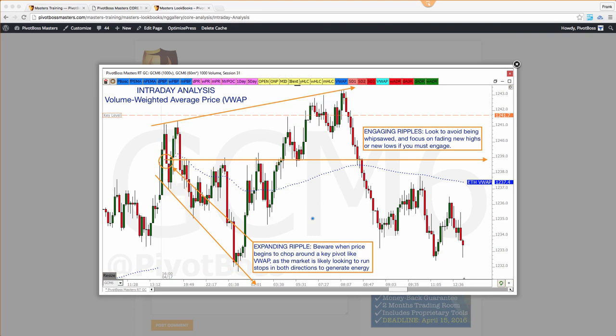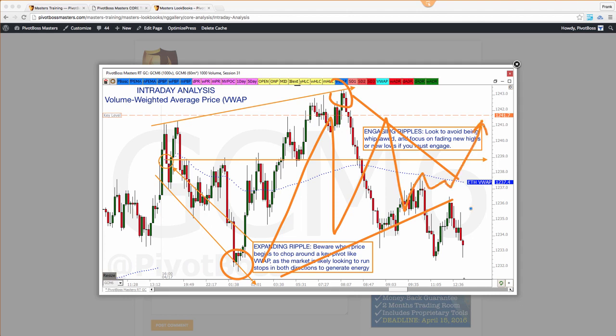So basically, expanding ripples imply that the market is trying to generate some fuel here as they entice market participants to enter the market. And then the stops are run in either direction until it finally has an impulse range large enough to either see some directional conviction, or then perhaps a reverse coil occurs. And now you do this until you see expansion.